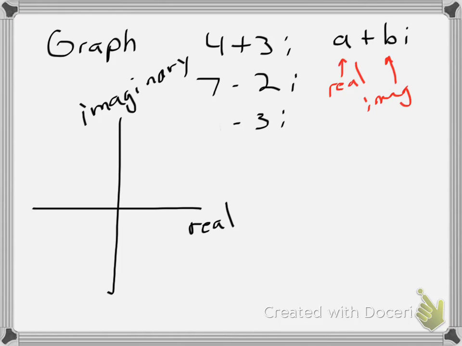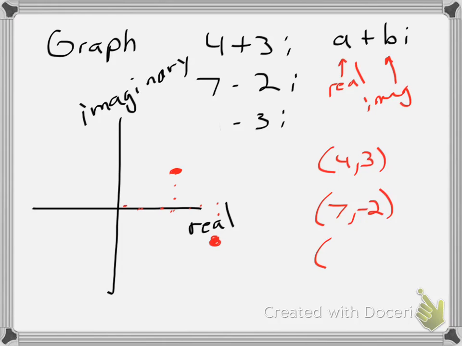So 4 plus 3i you can think of as 4, 3, graphing the point 4, 3. So very much like an xy coordinate, I'll go over 4 to the right, up 3, and there's my point. 7 minus 2i is the same as 7 and negative 2. So I go 7 to the right, down 2, and there it is.